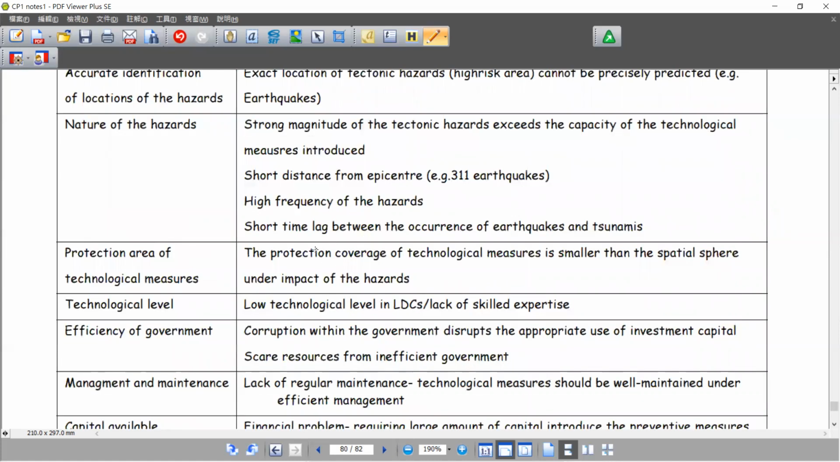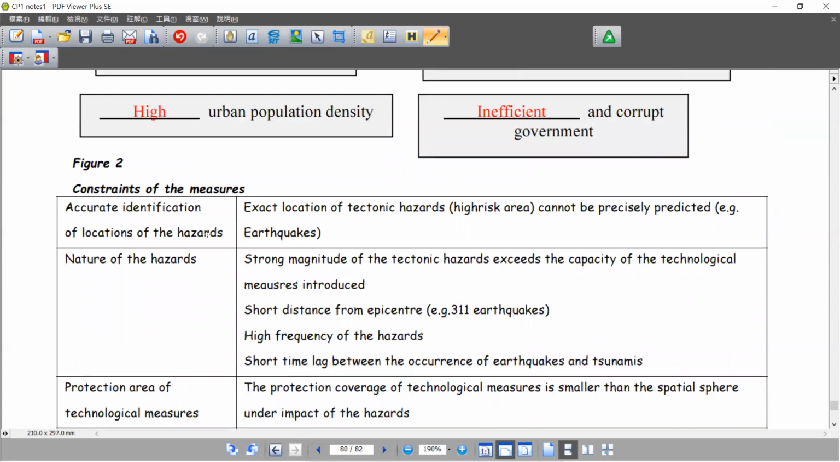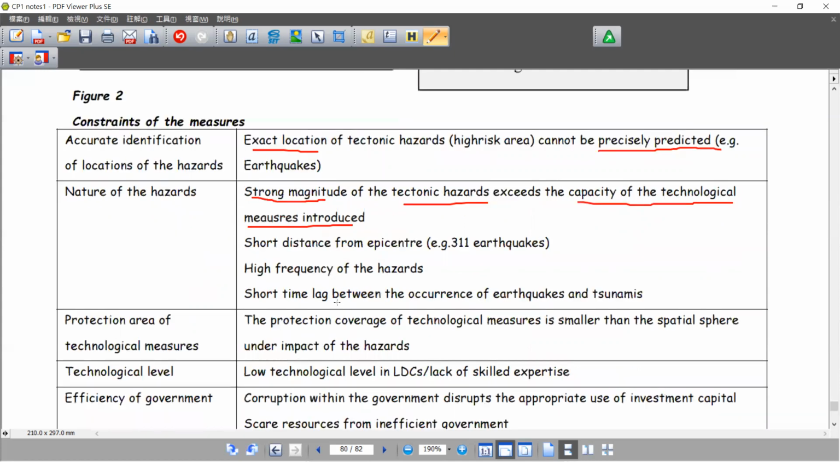When you are talking about the measures, they may also be affected by the exact location, because if the exact location can be precisely predicted, then the people can leave earlier and the impact of the tectonic hazards can be reduced. A strong magnitude of the tectonic hazards also affects the capacity of the technology level introduced. The protection area of the technological measures, like in an LDC, is not going to cover that extensively, so the impact of the hazards can be strong. If the technological level is low, then the impact on the LDC is strong.